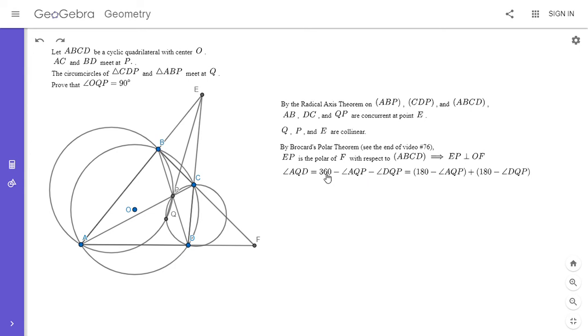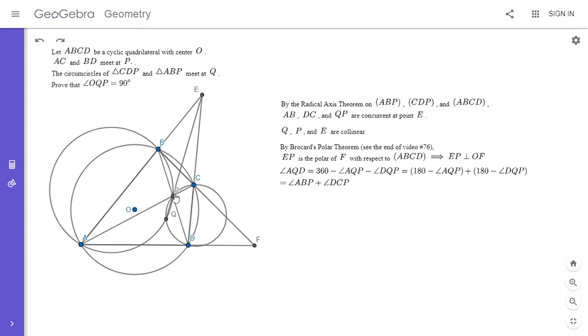And we can break up this 360 into a 180 plus 180. So that's what I've done here. I've said it's 180 minus AQP plus 180 minus DQP. And the reason that I'm doing that is I want to take advantage of the fact that ABPQ is cyclic and CPQD is cyclic. So 180 minus AQP, that's angle ABP, okay? And similarly, 180 minus DQP, that's angle PCD, or equally angle DCP. And that's because the opposite angles of a cyclic quadrilateral add up to 180, okay?